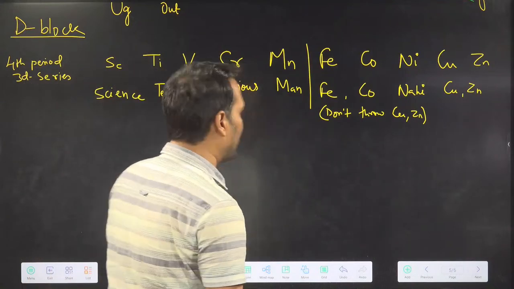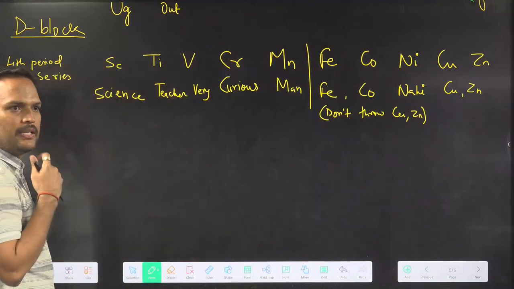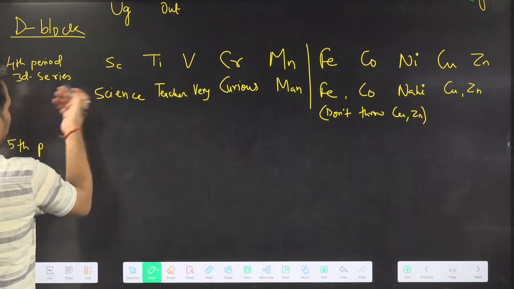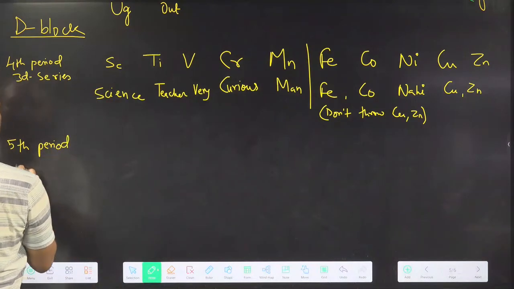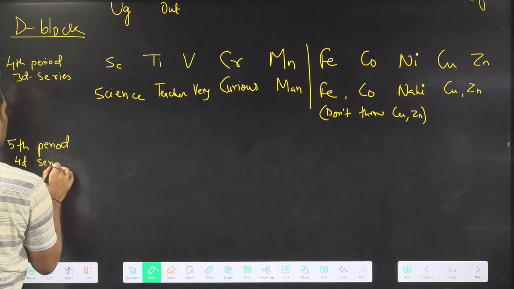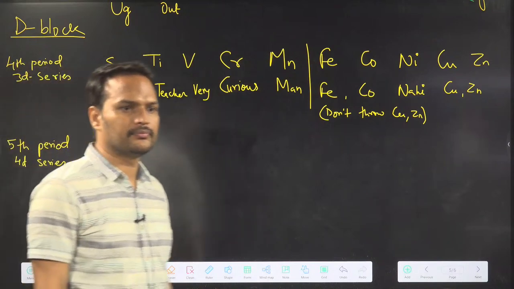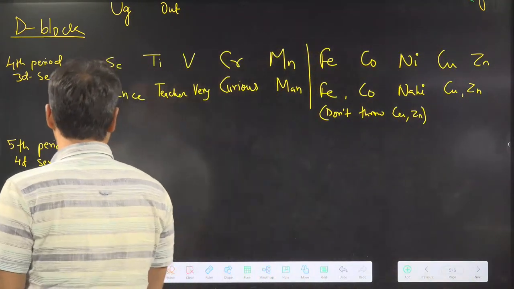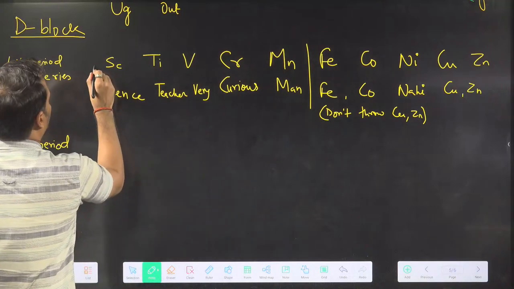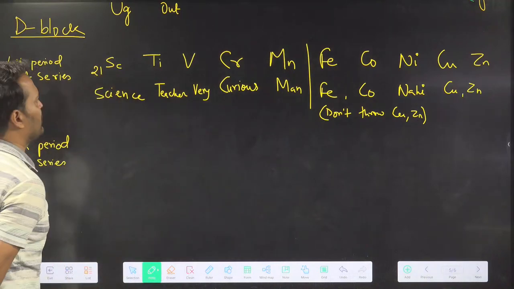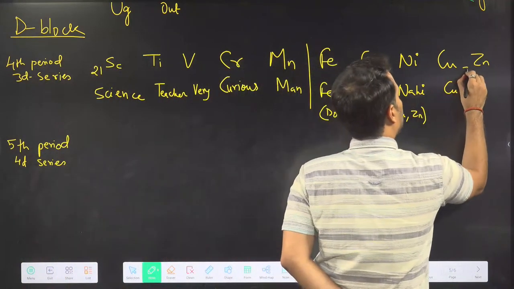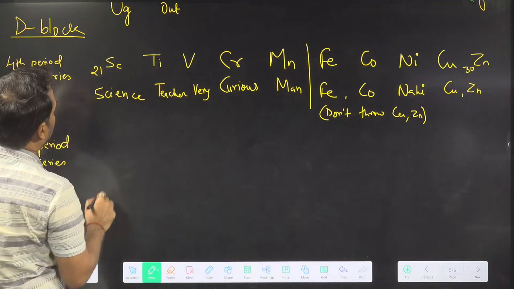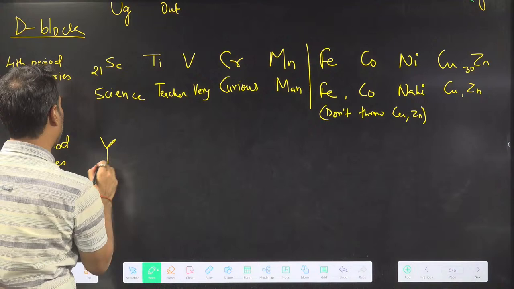Okay, so this is your fourth group. Now let's come to the fifth one. Sorry, I'm saying fourth group, fourth period. So the fifth period, and now we are talking about the 4D series elements. Do you remember? We should also know the sum of the atomic numbers. This starts from 21 and finishes at 30. Now just add 18 to this, and you will get 39, which is yttrium.